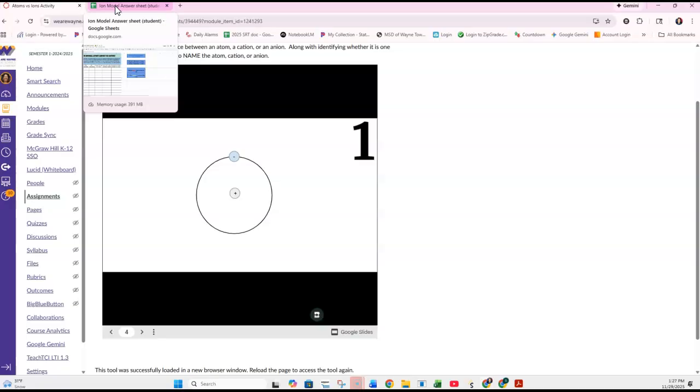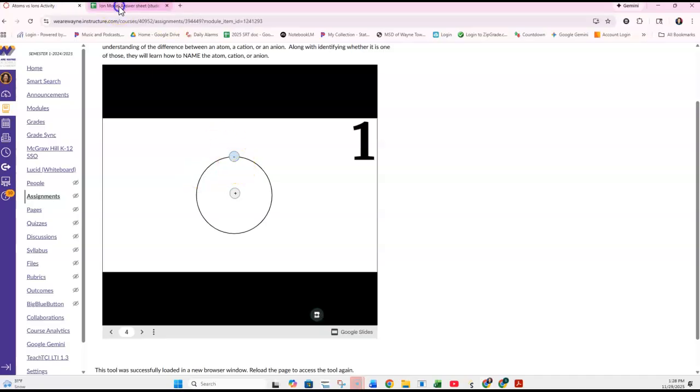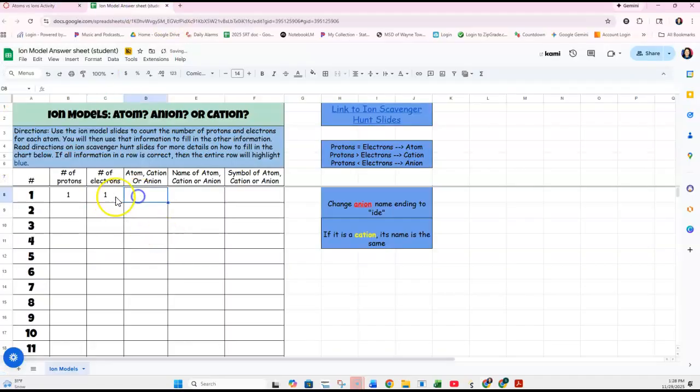So for example, this is slide 1, okay, so you're counting the number of protons and then electrons, and you're going to put that number in. Okay, then, so let's do number 1. So I know that number 1, there's only 1 proton. Okay, I know the number of electrons is also 1. So therefore, if I look here, protons equal to electrons, that means it's an atom. So therefore, I'm going to type in atom. So when it does this, all you're going to do is just hit backspace. It'll clear everything out. Then you put that, okay?